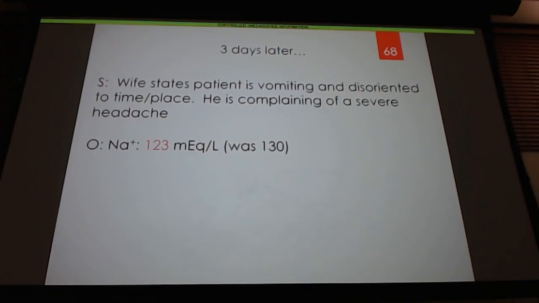First patient, you guys treated well, but he's back. And his wife states that he's been vomiting, he's disoriented to time and place, and has a really bad headache, severe headache. His sodium is 123, and it was 130. Normal is 135, 140. Okay. Yeah. What do you think?